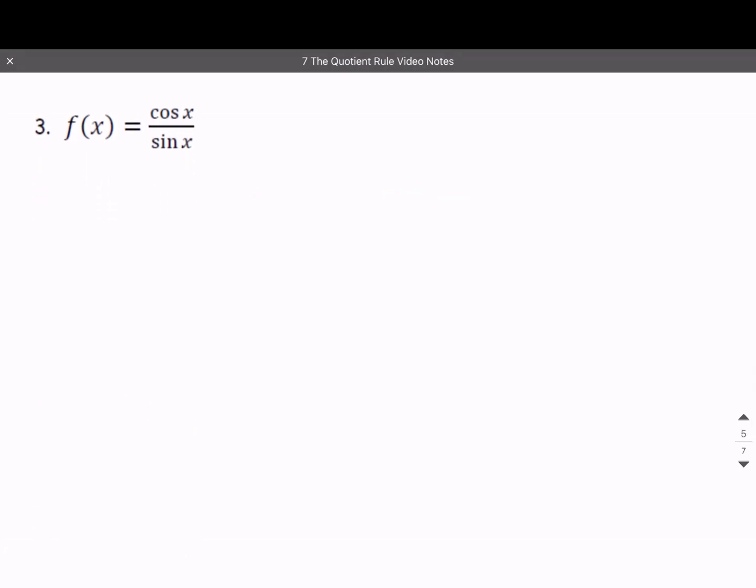Now this next one's a little different because it's trig. Okay, so let's see what happens with the trig. The derivative of f of x is called f prime of x. So we do the derivative of the top. So the derivative of cosine is negative sine x times keep the bottom, sine x, minus keep the top, cosine x, times the derivative of the bottom, sine x, is cosine x, all over the bottom squared. So now if we do this, negative sine x times sine x is negative sine squared x, minus cosine x times cosine x is cosine squared x, all over sine squared x.